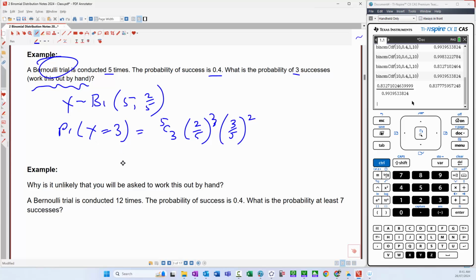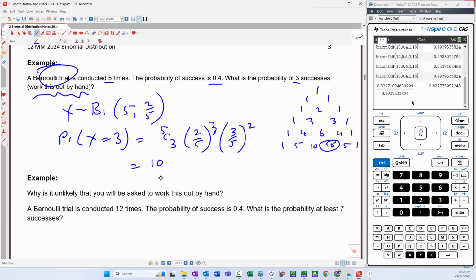Okay, so how to work out 5 choose 3? Well, when I've marked exam 1, any time that this is being asked, I tend to find students have got, what's his name, Pascal's triangle. 1, 5, 10, 10, 5, 1. So this is row 0, row 1, row 2, row 3, row 4, row 5. This is 5 choose 0, 5 choose 1, 5 choose 2, 5 choose 3. So 5 choose 3 is 10. Okay, so that's one way to work it out.